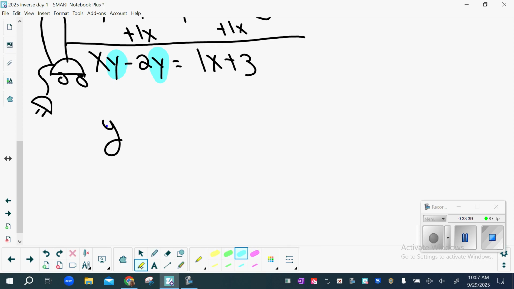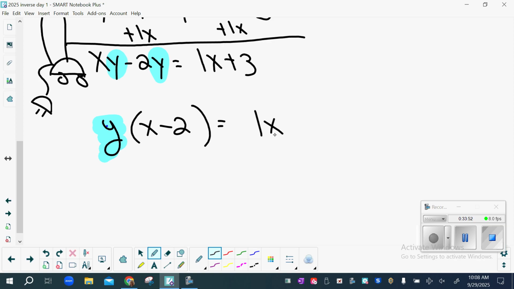I'm going to suck out that Y, and let's see what's left over here. When I suck out the Y, what do I have left? X minus 2. Some of you are going to see we are almost home on this very challenging problem. I need to get Y by itself. What's the very last thing I need to do? I've got to divide by X minus 2.